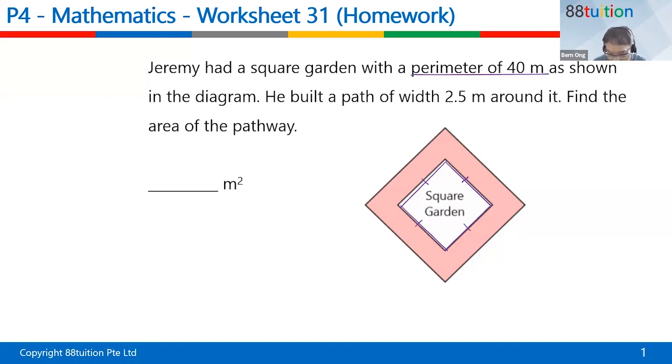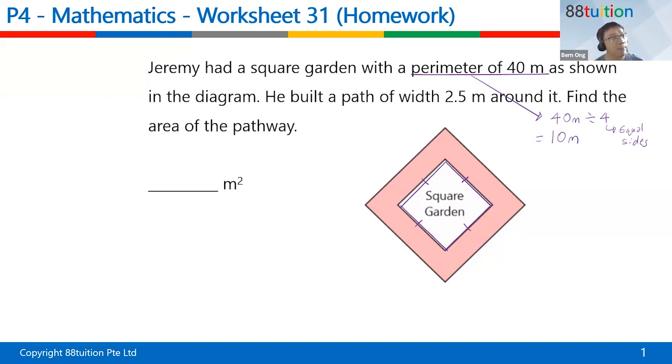All right. So what do you do with the perimeter? Because all four sides are the same, you can take 40 meters and divide by 4. Why? Because it's 4 equal sides. That is the property of a square that you need to know. 40 divided by 4 is 10 meters.